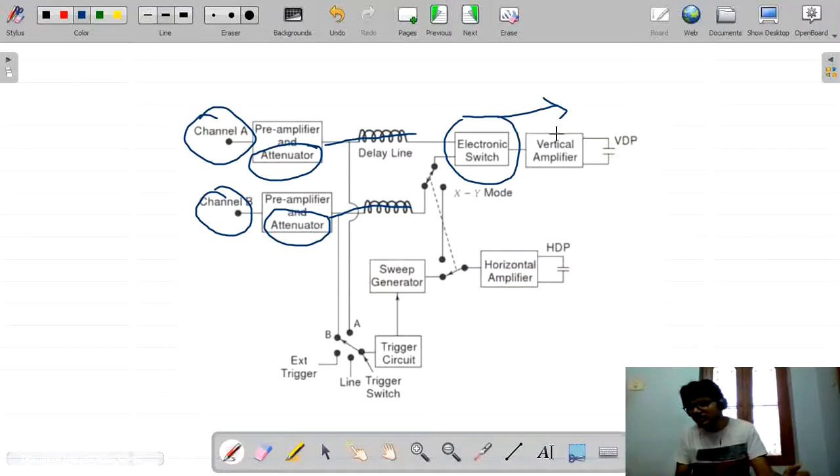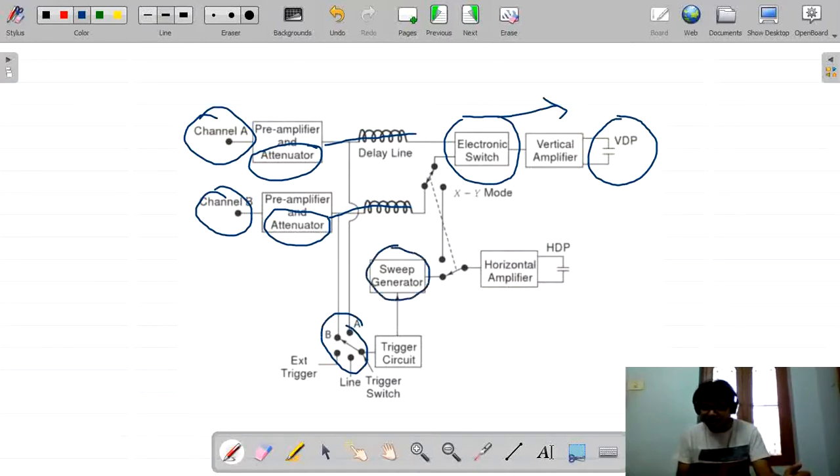From this it is given to the vertical amplifier. From the vertical amplifier we give it to the vertical deflection plate. From this we can clearly see that there is a selector circuit. From this trigger circuit we give to the sweep generator, from the sweep generator to the horizontal amplifier, and we can observe here the horizontal deflection plate. This is the block diagram of a dual trace oscilloscope.